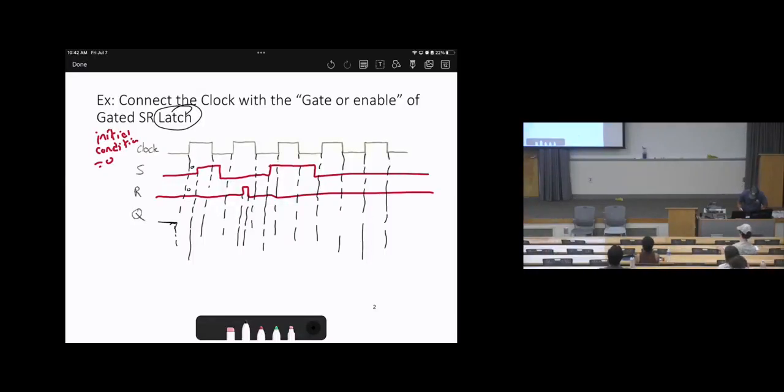Okay. Here it is 0, so we are on hold. Then here set equals 1. This means Q will be 1. Then it will be on hold until the next cycle.